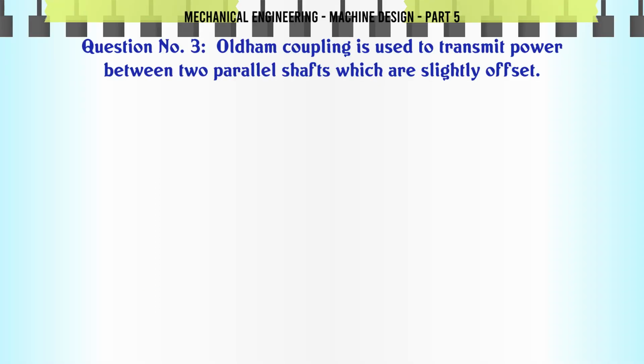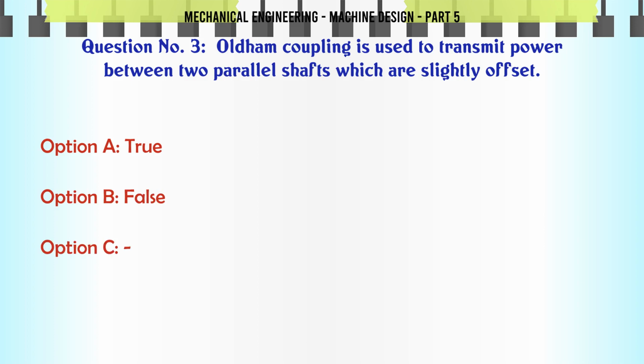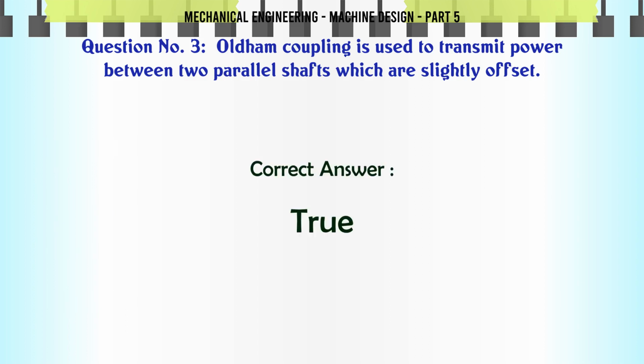Oldham coupling is used to transmit power between two parallel shafts which are slightly offset. A. True. B. False. C. D. The correct answer is true.